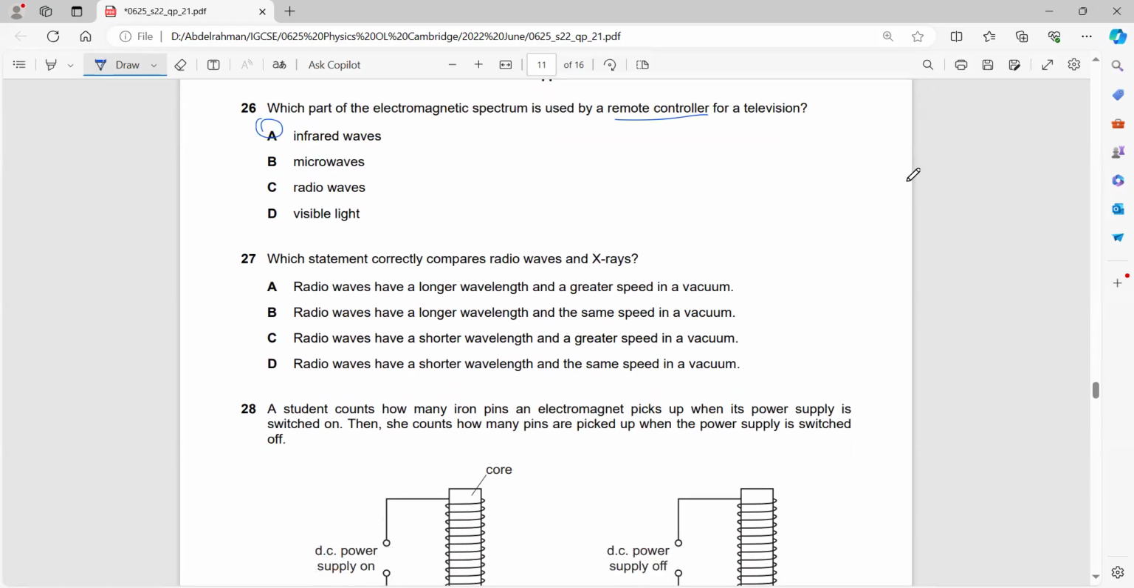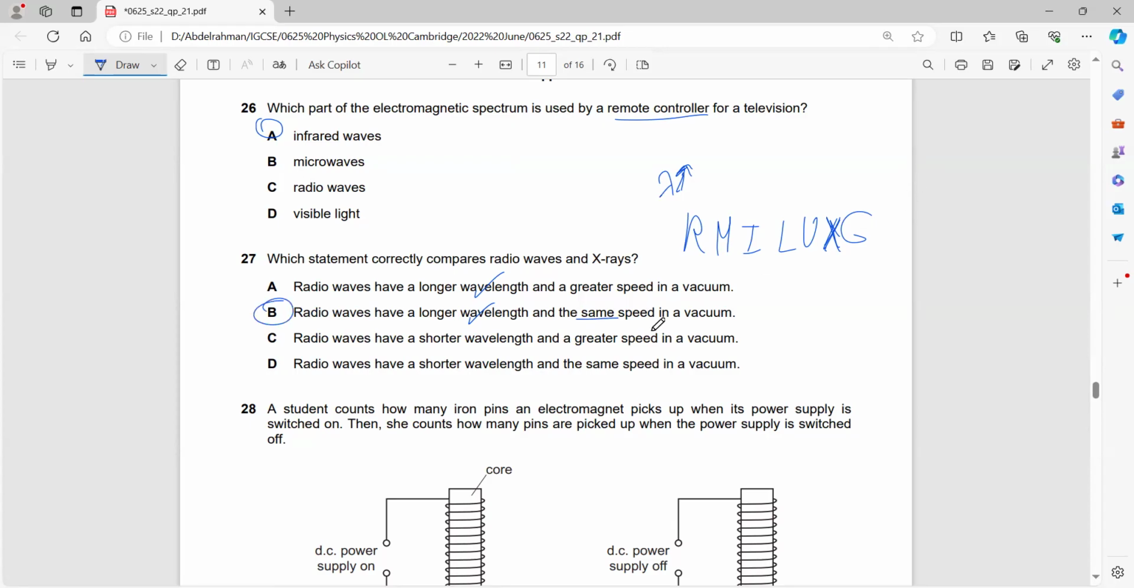Which statement correctly compares radio waves and X-rays? I'm trying to remember. Radio waves have a longer wavelength. The longest wavelength is the radio wave, and they have the lowest frequency. What about the speed? They all have the same speed in a vacuum. The same speed.